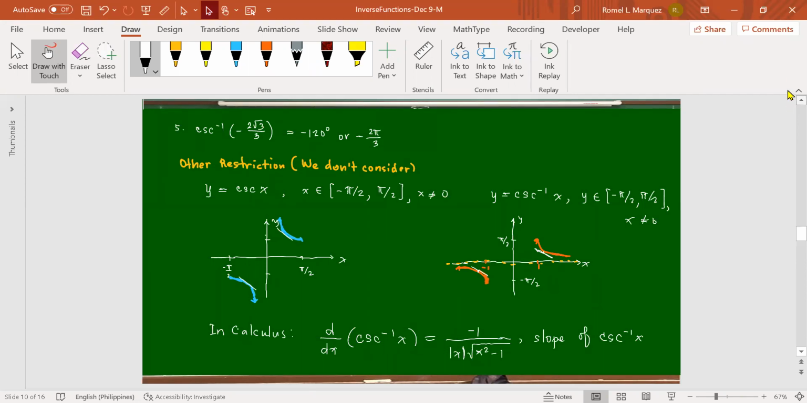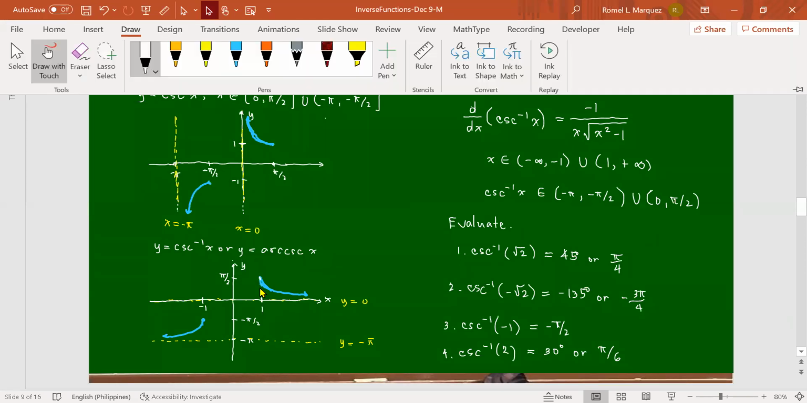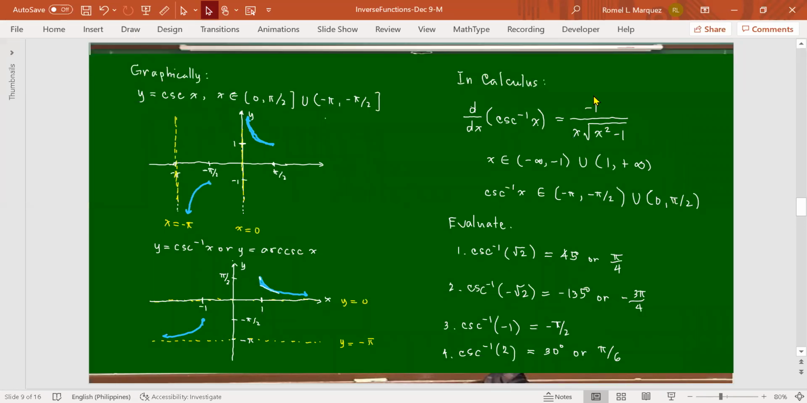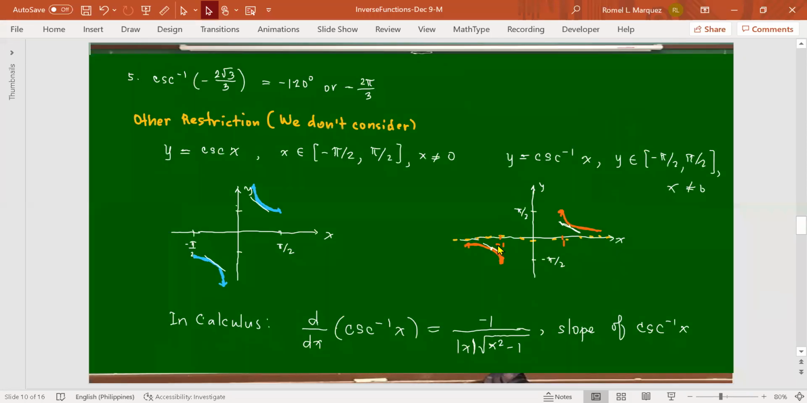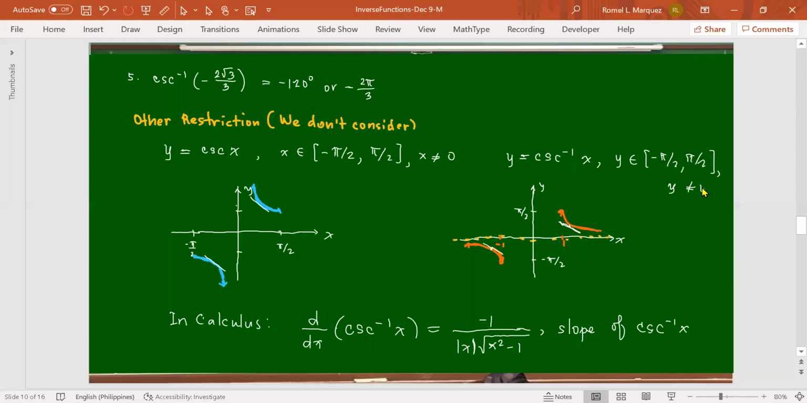Unlike in our previous one, look at the graph. The tangent is positive here, negative here, because if x is positive, the derivative is negative; if x is negative, the slope is positive because negative times negative is positive, so it agrees. But if you put absolute value, it does not agree here. And in the other case, if you put no absolute value but this is your restriction, that is wrong. Who is perfect? God. So y is not equal to 0, because this is y. Okay, hope you understand this, guys.